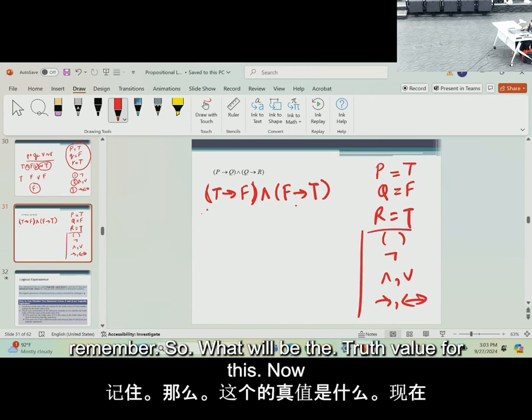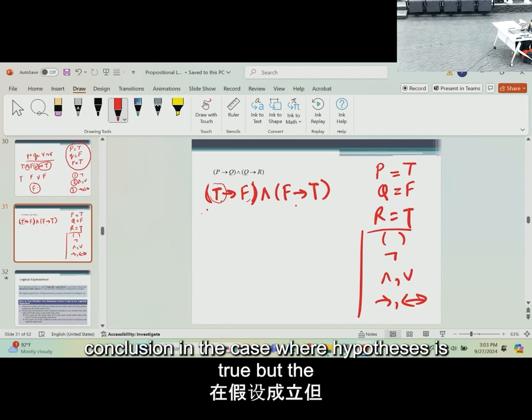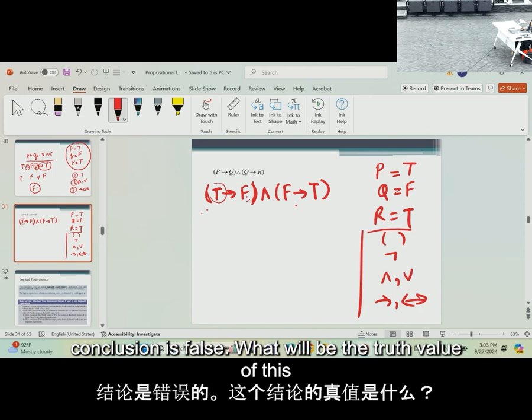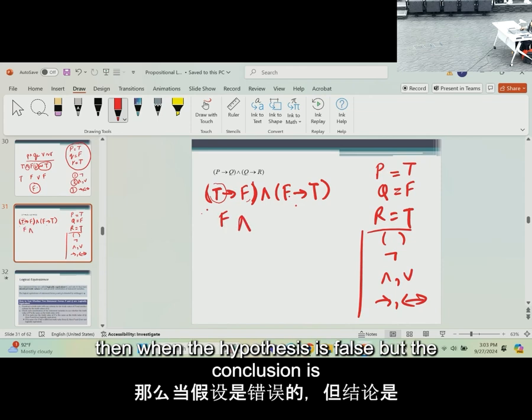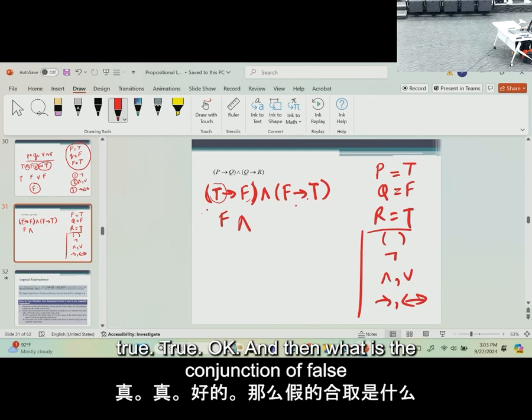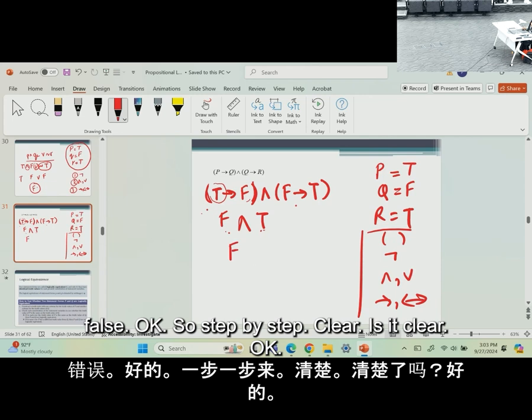So what will be the truth value for this? Here you have conditional, you have hypothesis, you have conclusion. In the case where the hypothesis is true but the conclusion is false, what will be the truth value of this conditional? False. Then you have conjunction, and when the hypothesis is false but the conclusion is true, true. And then what is the conjunction of false and true? False. So, step by step. Is it clear?